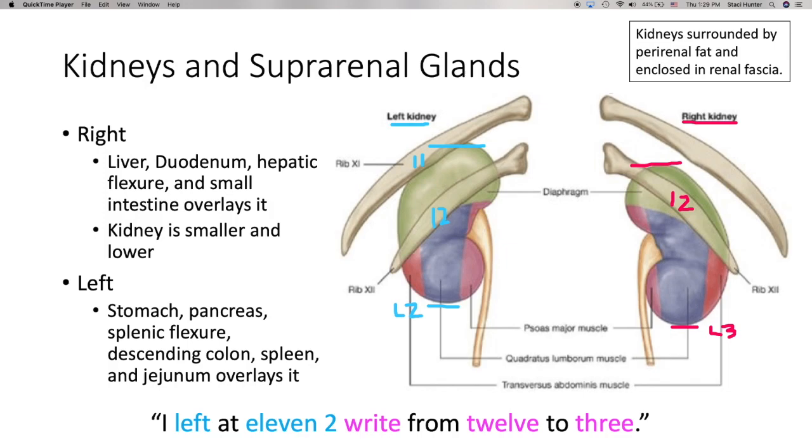So I like to remember these two and to figure out where they sit in the body by "I left at 11 to, right from 12 to 3." And I've color-coded the two so you know which one's a left and a right. So "I left," that's going to be on the left kidney. "From 11," that's going to be rib 11 or T11. And then "2," that's going to be L2, which is the bottom portion of that kidney. And then "right," that's going to be our right kidney. And then it starts at T12 or rib 12 to 3, and that's going to be L3 at the bottom of it.